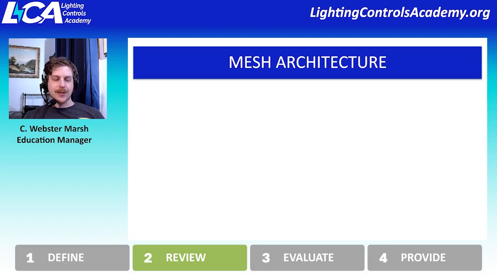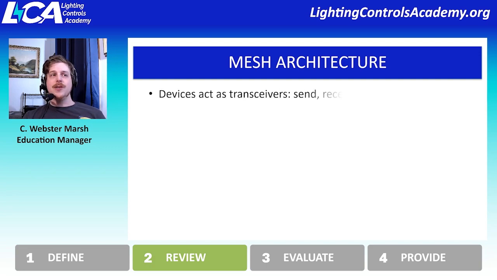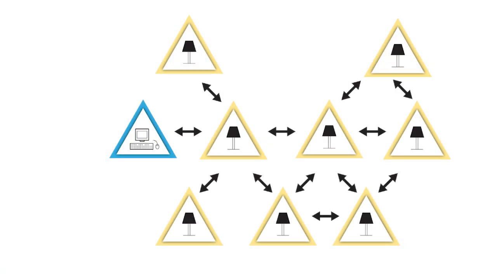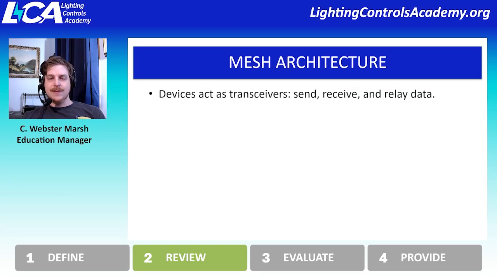Mesh architecture is the last one that I'm going to go over. However, there are plenty of other architectures out there. These are the most common ones that you'll see in lighting control systems, but they are by no means the only ones. Mesh architecture is where every device, or most devices, in the system act as transceivers, combining both the transmitter and the receiver into one device, which means they can send and receive data as well as relay it, repeating it throughout the system.